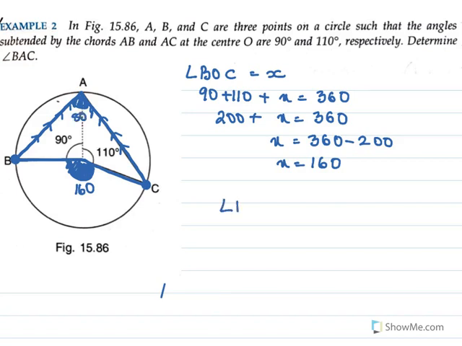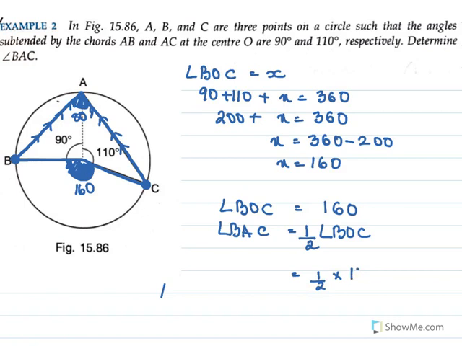So I have angle BOC equal to 160. I need to find angle BAC. BAC is the angle at the circle. It will be half of the angle at the center, half of angle BOC, which is half of 160. So angle BAC equal to 80.